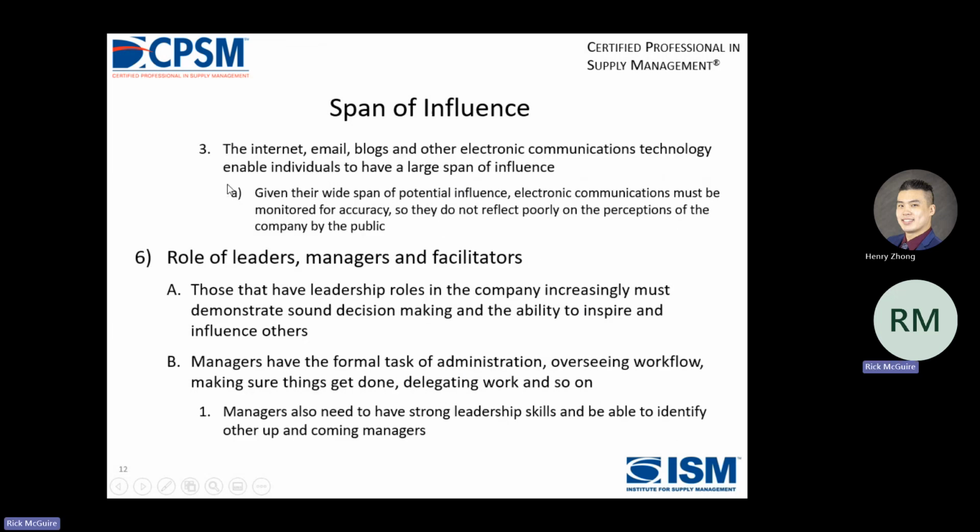The internet, email, blogs, and other electronic communications enable individuals to have a large span of influence. It's just easier to get the communication out. And given their wide span of potential influence, electronic communications must be monitored for accuracy. Yeah, fake news. So they do not reflect poorly on the perceptions of the company by the public.